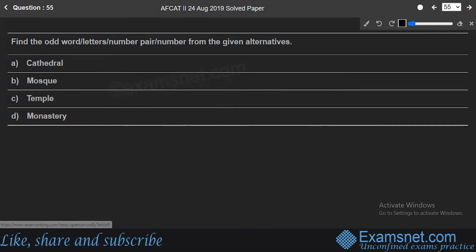Next, question number 55. Again, we have to choose the odd one out from here. So let's look at the options. Here is cathedral, then mosque, temple, monastery. See, a cathedral, it's a church where Christians pray.